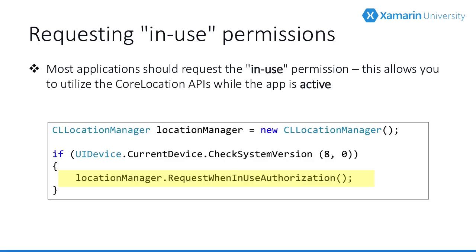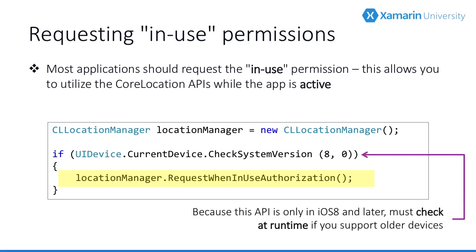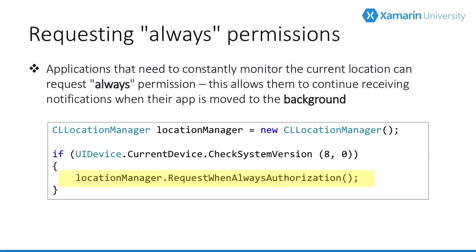To request the when in use permission, we're going to use the logically named method request when in use authorization on our location manager. Now, remember, this is only available and only necessary in iOS 8, so we're going to use the check system version method to make sure we're running on a device that has at least iOS 8 installed. On previous versions of the operating system, the user would get the pop-up asking for permission whenever we accessed the Location Manager API. Now, when we want to request always permission, it looks almost exactly the same, except the name of the method is request when always authorization, which is a slightly awkwardly named method, but does do the job.